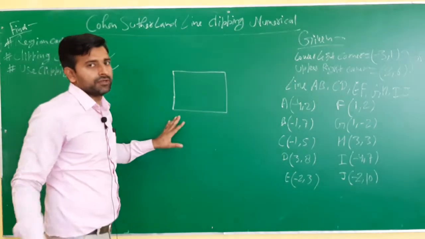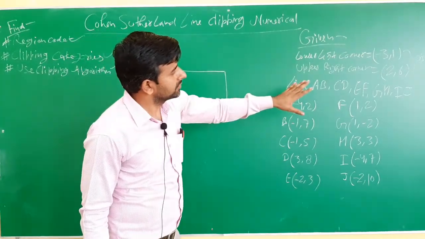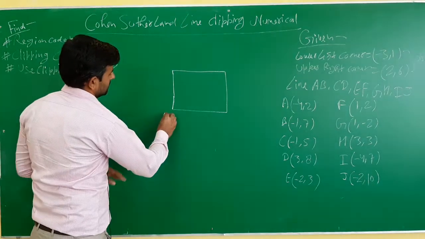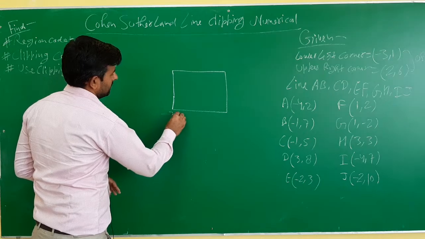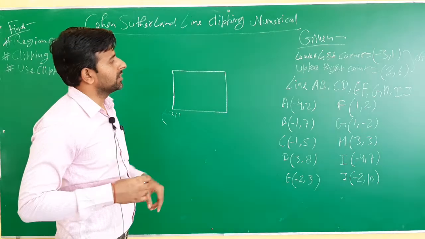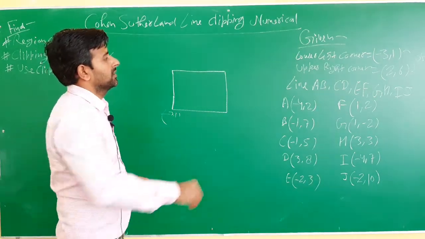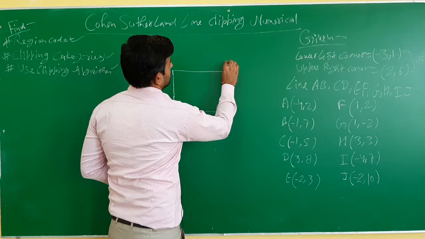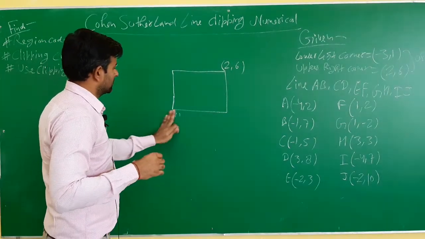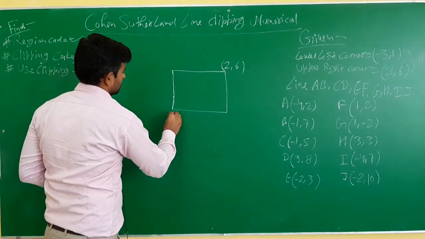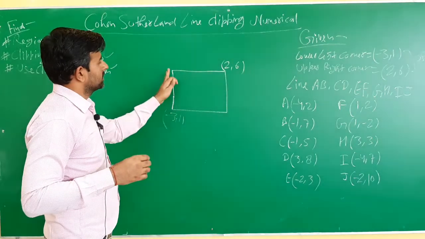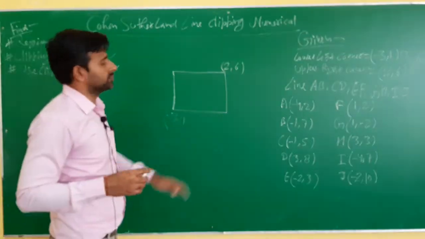We have been given a window, and the lower left coordinates of the window is -3, 1. Okay, and the given upper right corner is 2 and 6. These two are given to us. We will find these other two.